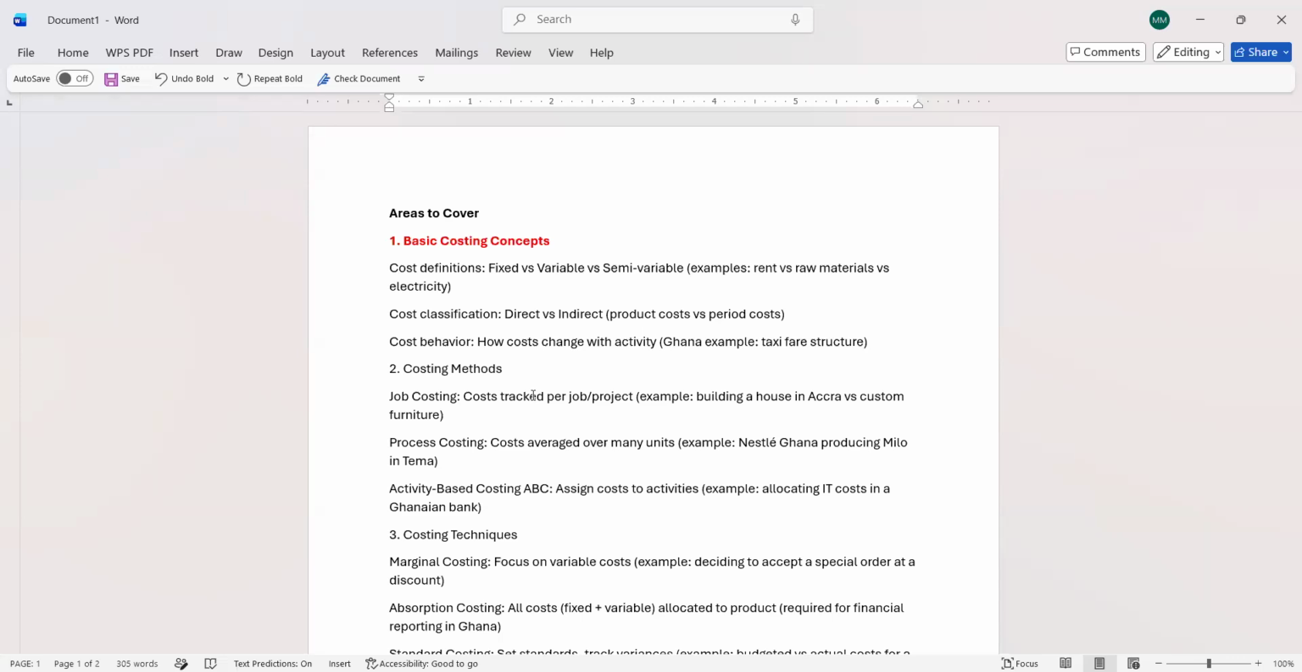Class rep, the name of your group is wrong. I've asked you to correct it. It has been changed. So you make it costing techniques, okay? Make it costing techniques. Okay, sir.